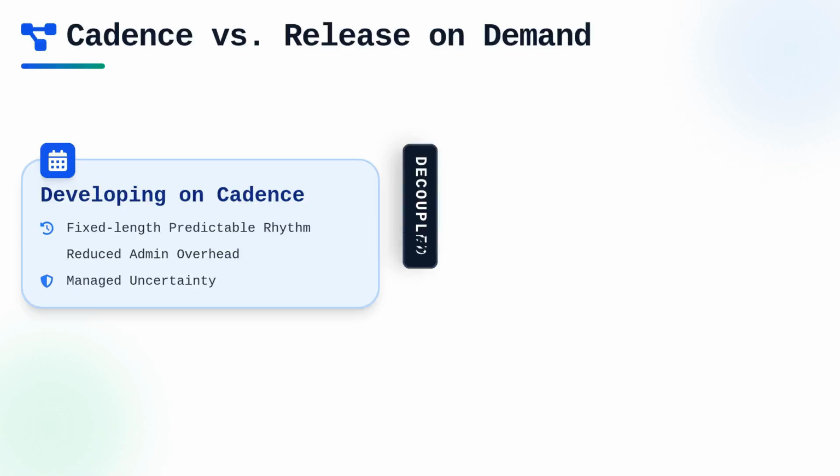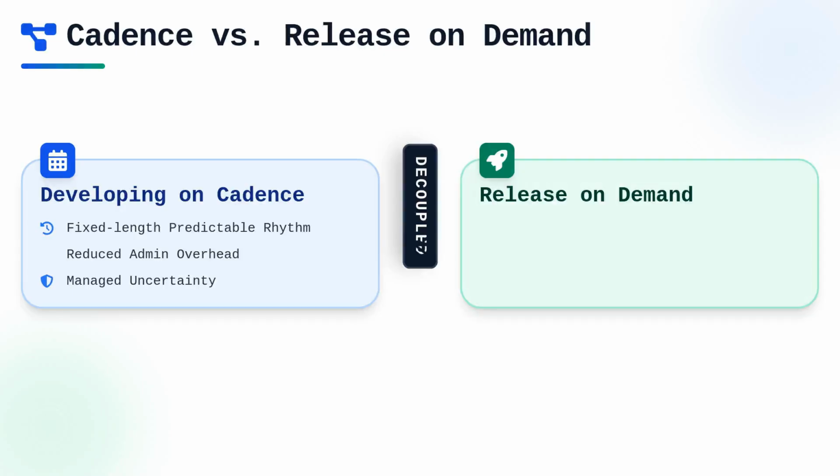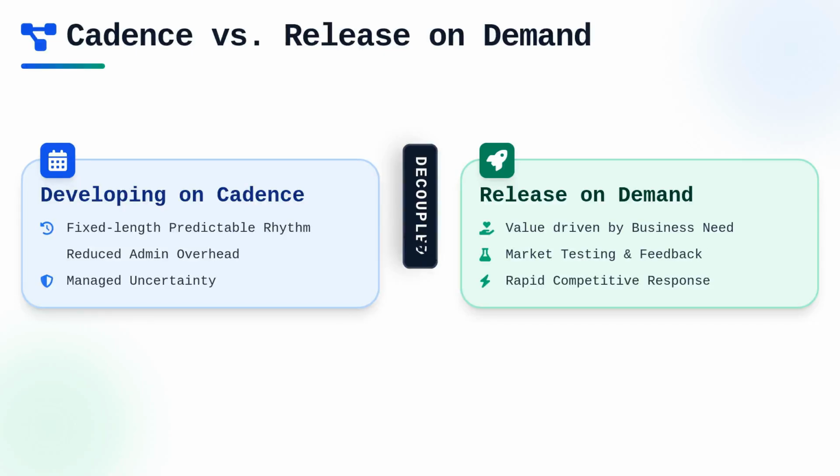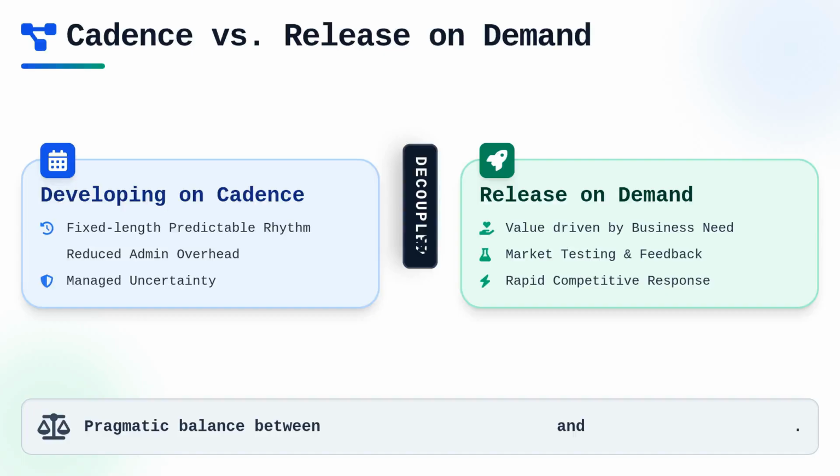However, the release itself is decoupled from this development cadence, meaning that value is released to the customer whenever the business need dictates. This flexibility allows the organization to test the market, gather feedback, and respond to competitive pressures without being tethered to a rigid, synchronous rollout schedule. It represents a pragmatic balance between the necessity of planned synchronization and the reality of market-driven demands.